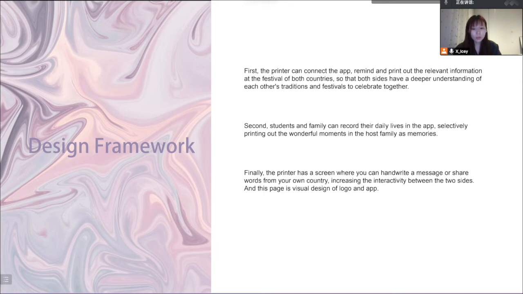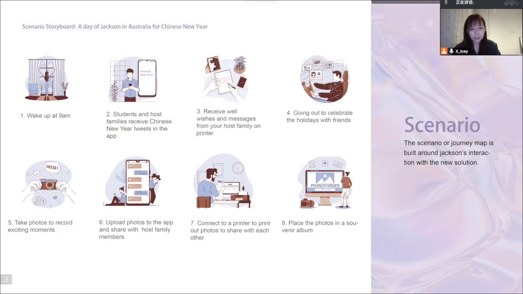And if it was a holiday, the app also provides a general introduction to the holiday and allows you to write comments and wishes about each other's culture or holiday on the app and print them out on the printer. The app also allows you to share your daily photos with each other and connect to the printer to make a photo album. Finally, the printer has a screen to display the photos and a handwriting area to write messages.